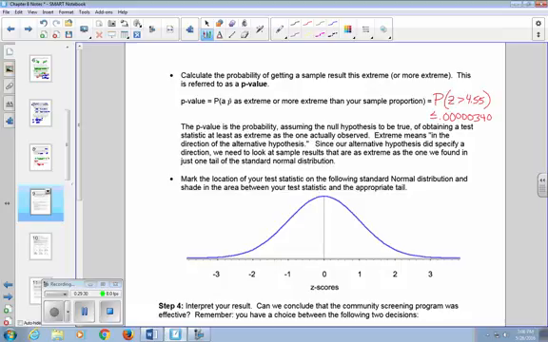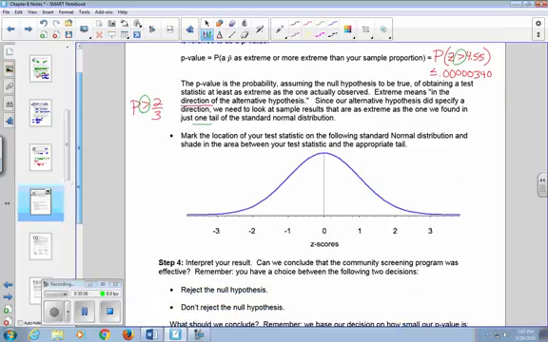Notice in this case, we're not doubling it. Again, the p-value is the probability, assuming the null hypothesis to be true, of obtaining a test statistic at least as extreme as the one actually observed. And extreme means in the direction of the alternative hypothesis. Our alternative hypothesis was that p was greater than 2/3, so notice that that sign matches this one. Since our alternative hypothesis did specify direction, we need to look at sample results as extreme as the one we found in just one tail of the standard normal distribution.